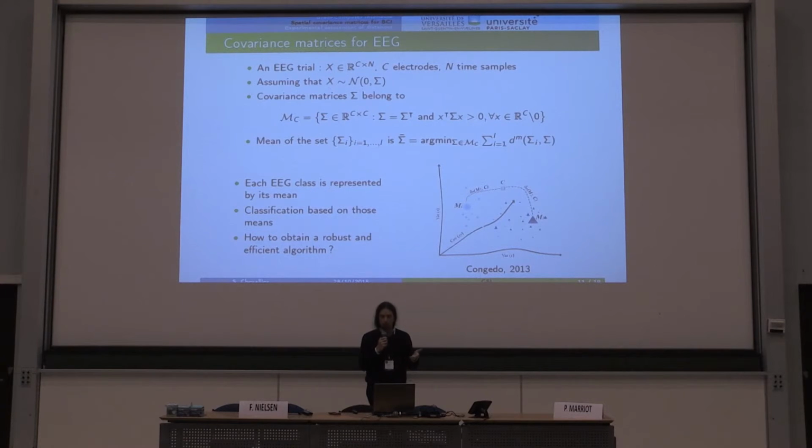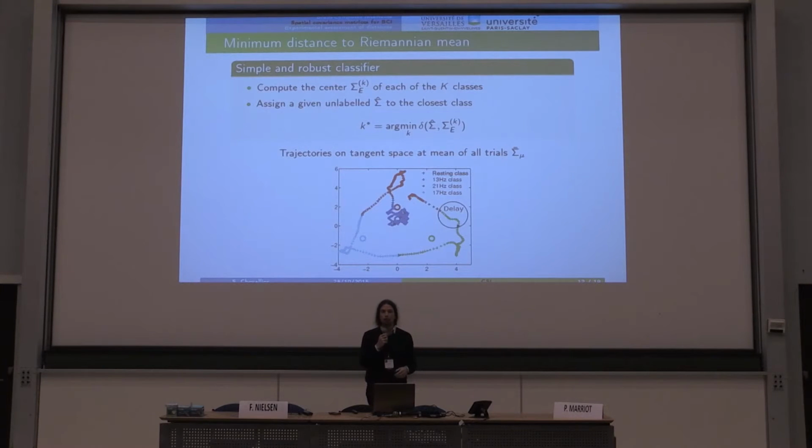So it's possible to do classification based on those means, and the question is how to obtain a robust and efficient algorithm. As it turned out, one of the simplest algorithms is performing very well and attaining state-of-the-art results. That is a minimum distance classifier. Each time you compute the centers of the classes of your signal, and each time you have a new sample, so a new covariance matrix, you just assign it to the nearest class center.